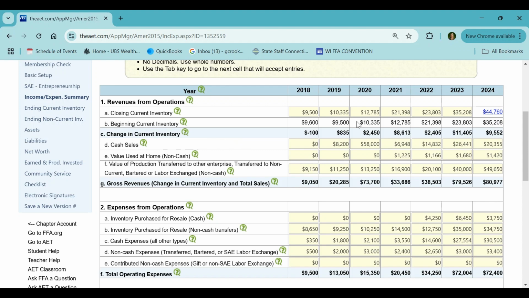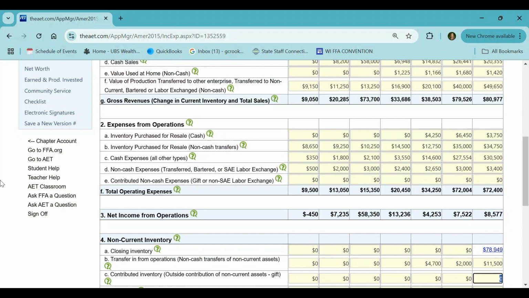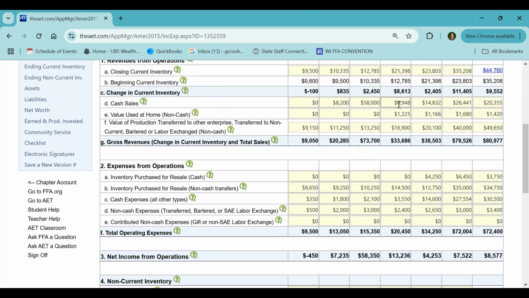Now, you can see that it really helps to have good records so you know what your current inventory was at December 31st of each year. It is also an important part of your records to know what you sold animals for, or any of your current inventory for, at the fair or to customers. It's really important to keep track of that information for line 1D. And then any value of your products that were used at home, the value of those you can put into E.